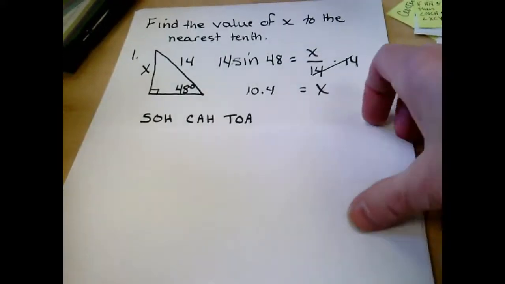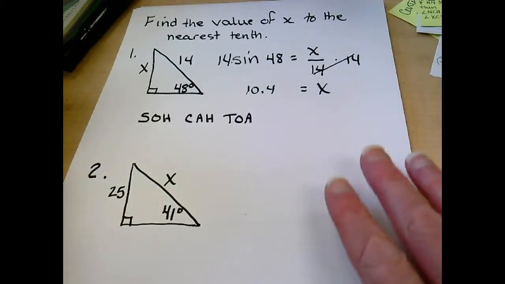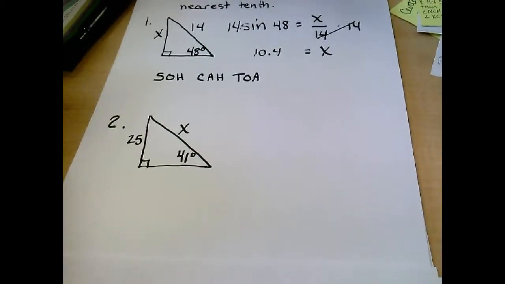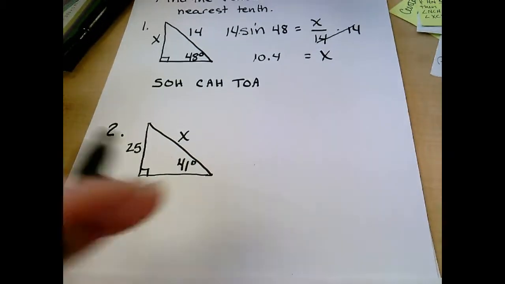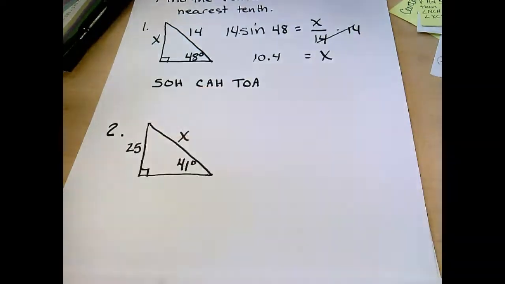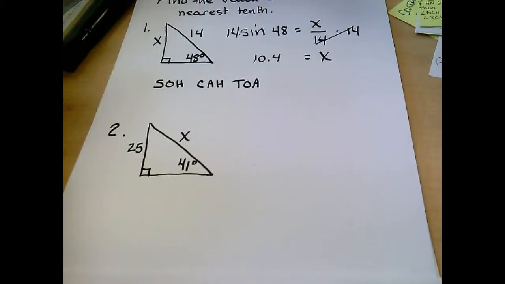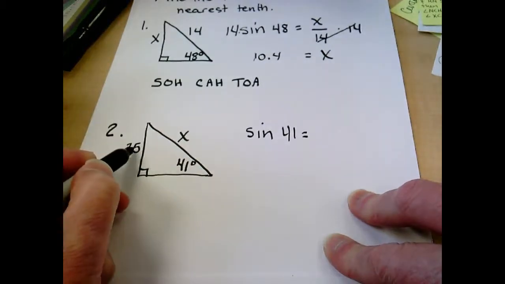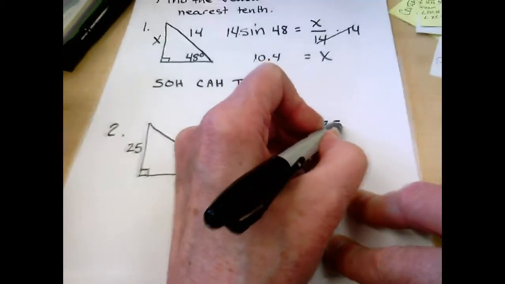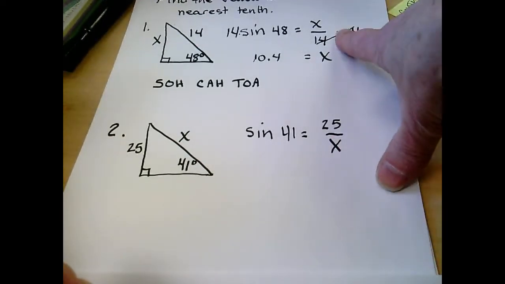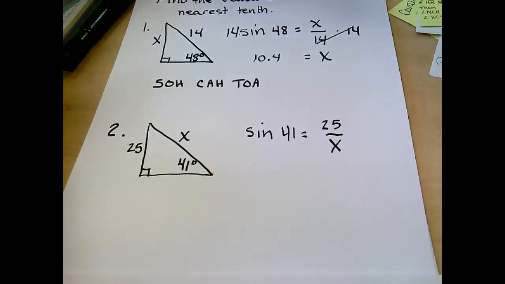Now when you go and look at another problem, so we have problem 2 here. We have 41 degrees and we have two sides, 25 and x. If we look at the two, we have, again, the opposite and the hypotenuse. It's not going to be solved exactly like this previous problem, because when we set it up, my sine of 41 degrees is equal to my opposite of 25 divided by my hypotenuse, which is x. On the previous problem, x was in the numerator. In this one, x is in the denominator.